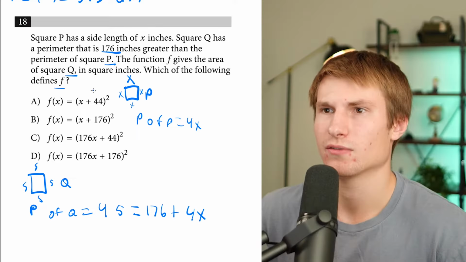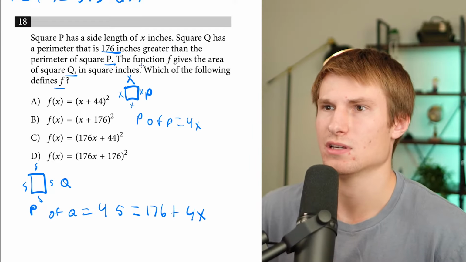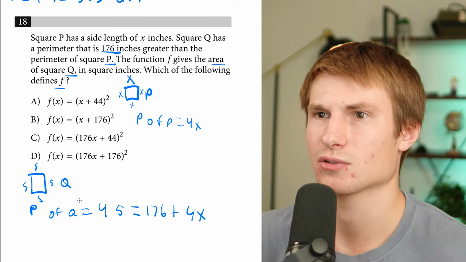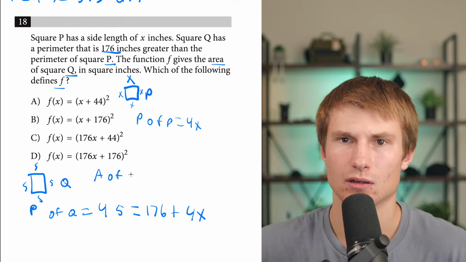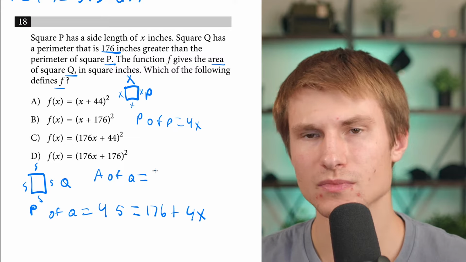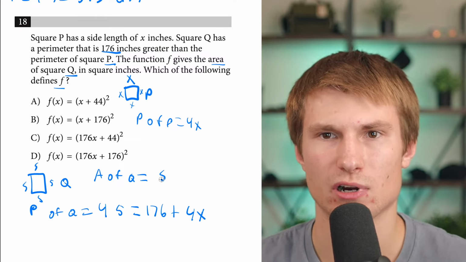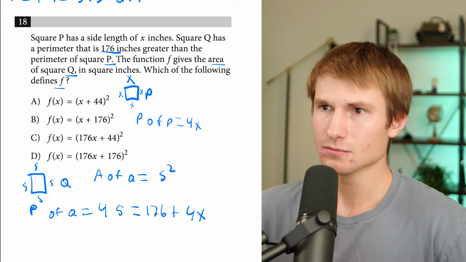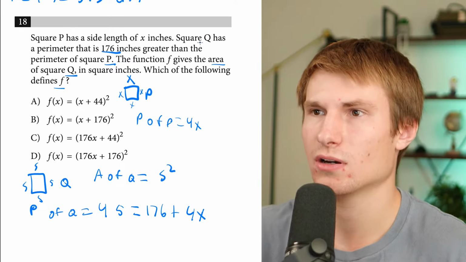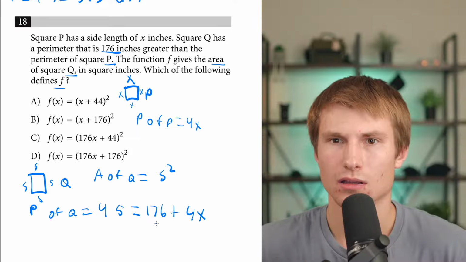Which of the following functions defines f? And f is the area of square Q. So we need to solve for the area of square Q. Well, we know that the area of square Q, that's just going to be the side length squared. So that's going to be s squared. So we need to solve for s. All right. Well, in order to solve for s here, we've got this equation here for s is equal to 1.